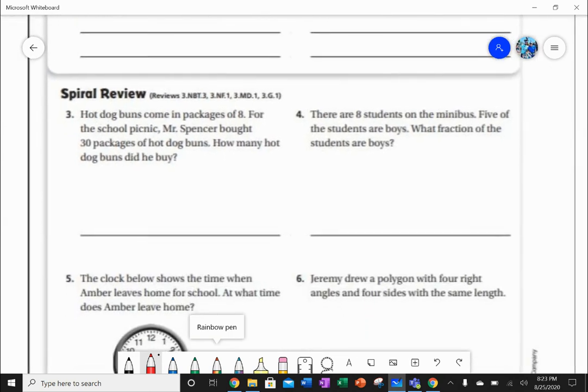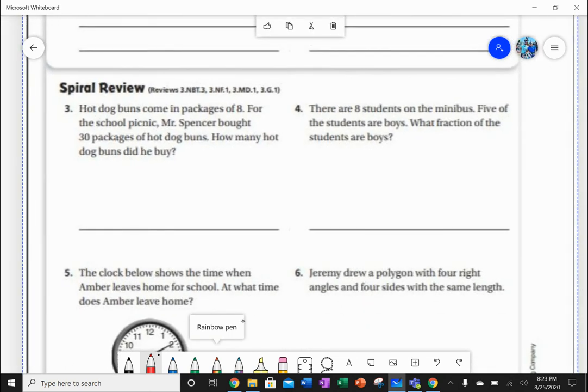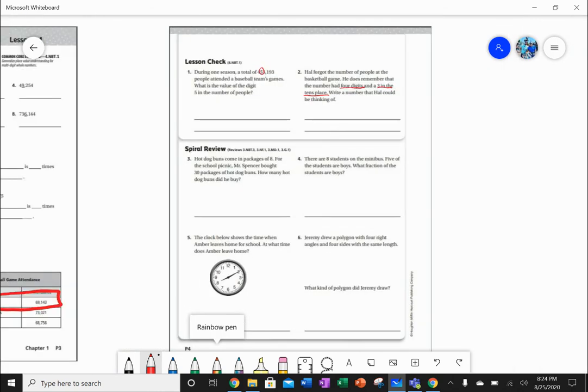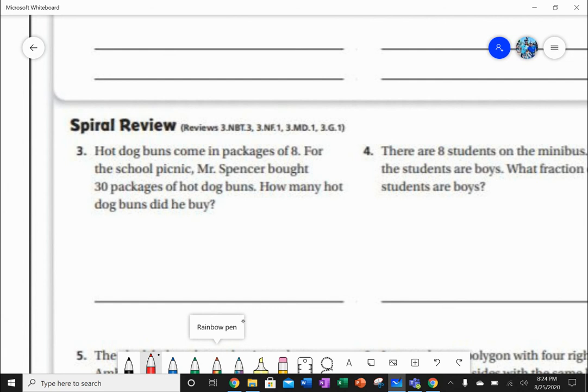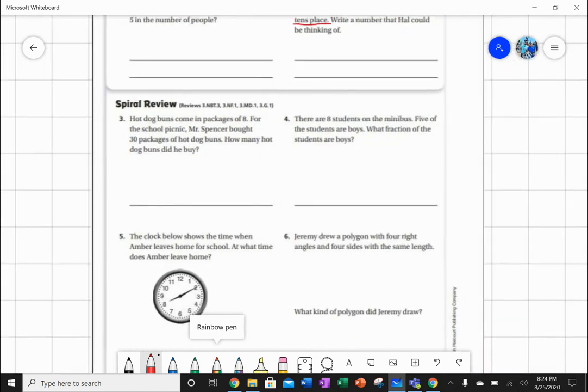For the spiral review, this is things you've done before. So this one, you should be able to review it and kind of know what to do. So try to do it. I won't go over it right now because it's review. If you notice here, it has the 3.NBT. That means it's a 3rd grade standard. So you learned this in 3rd grade. So you're going to try it on your own, this one.